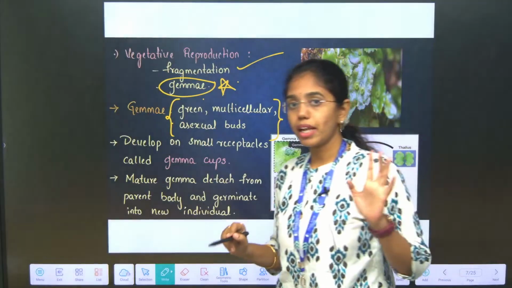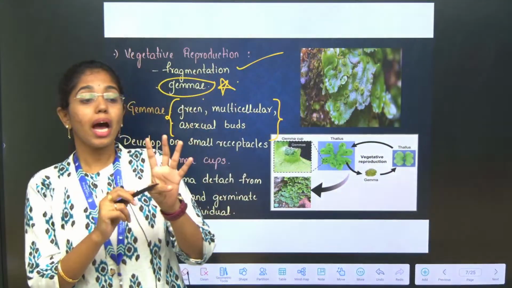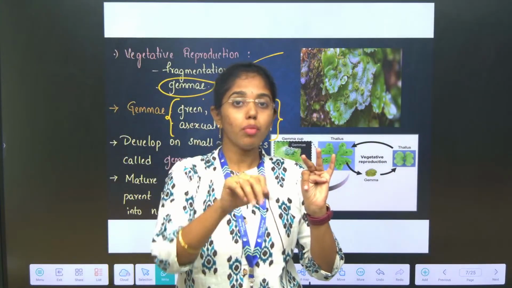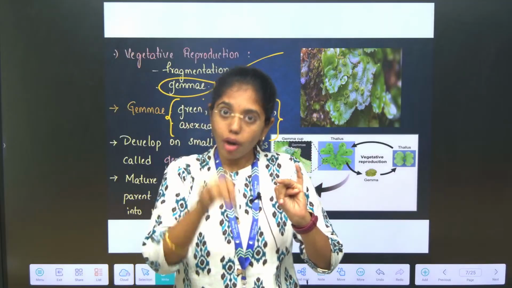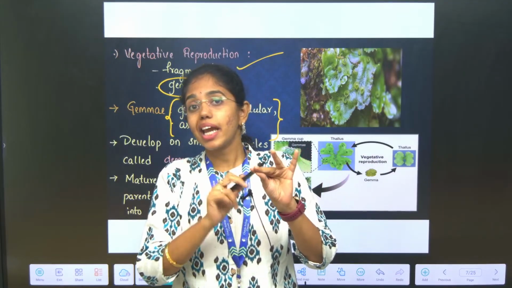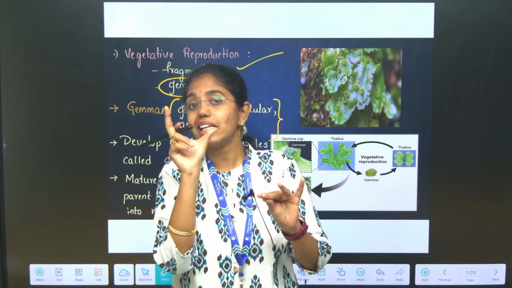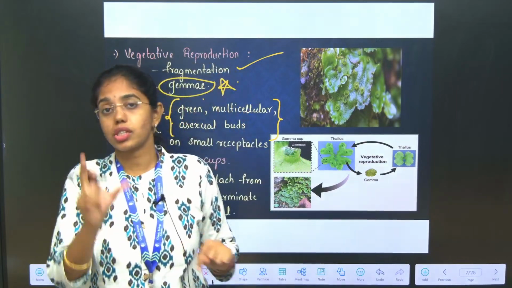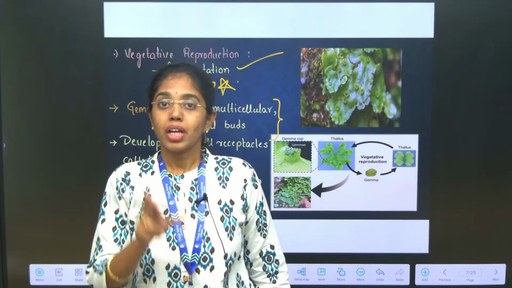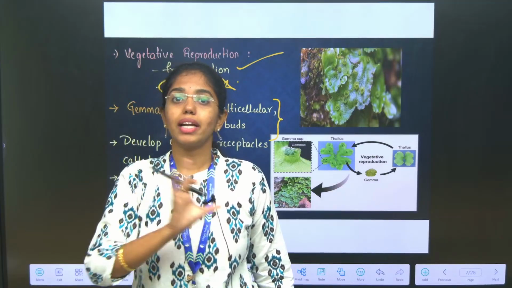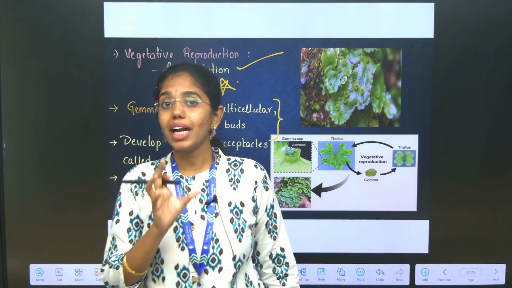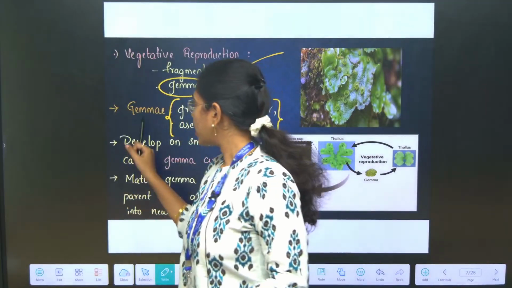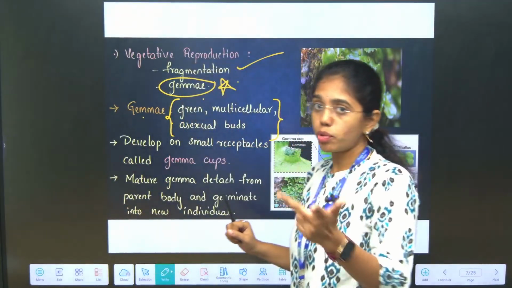Here itself I am telling you: gemma in Marchantia, protonema in mosses, prothallus of pteridophytes. Remember the statement based descriptions, those single statements which are given in your text, that are very important, beta. Directly from those statements you will get the questions. Okay, remember that description properly for gemma, protonema and prothallus.